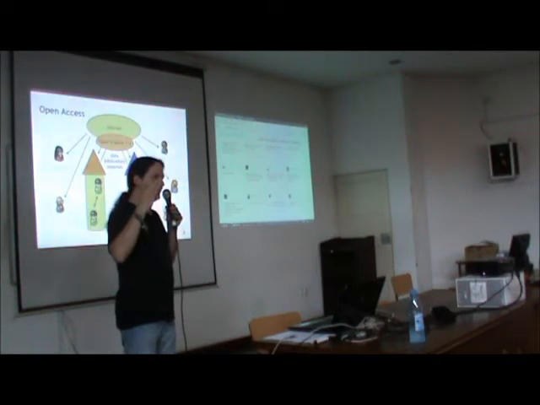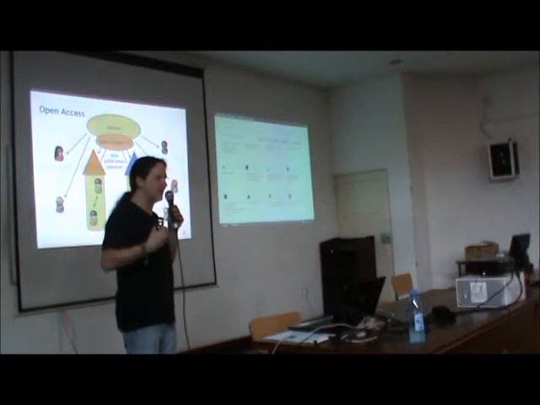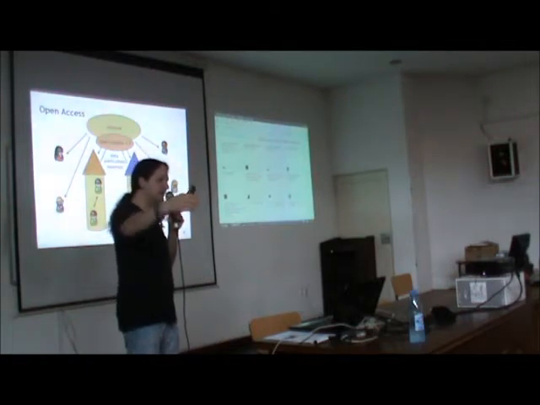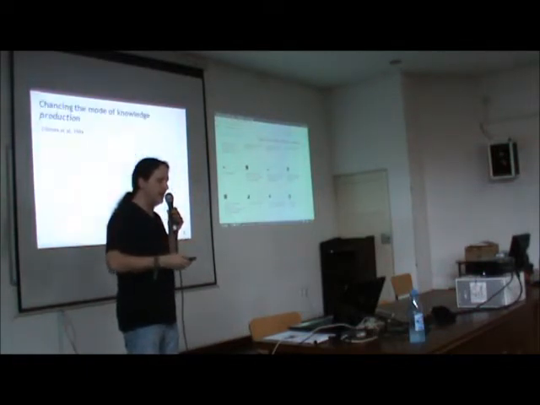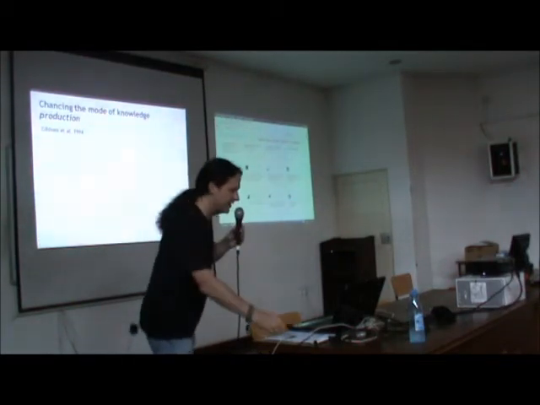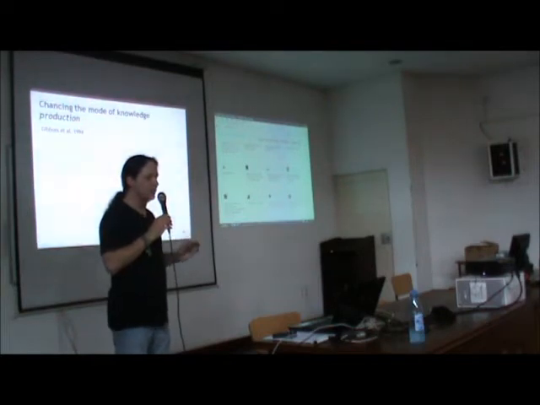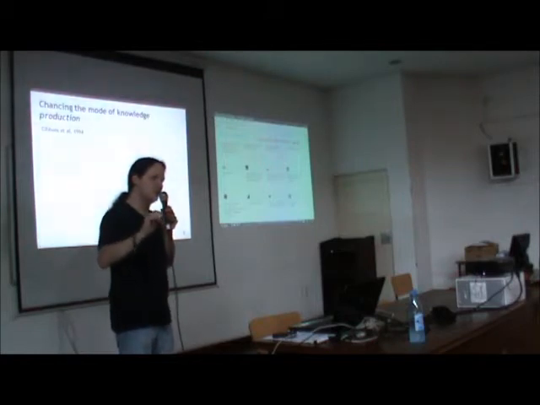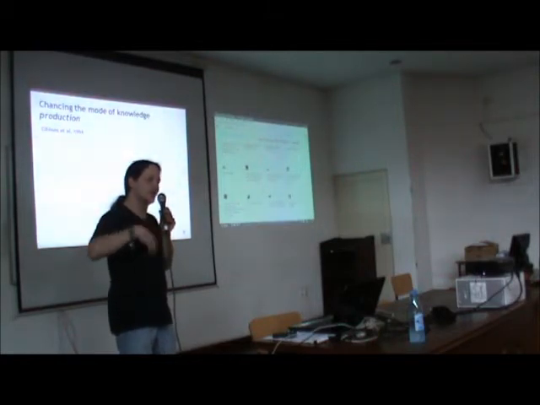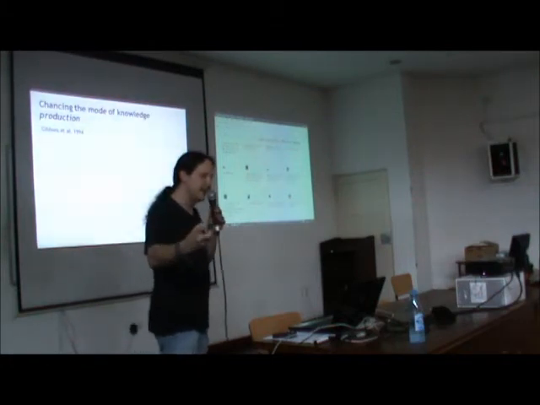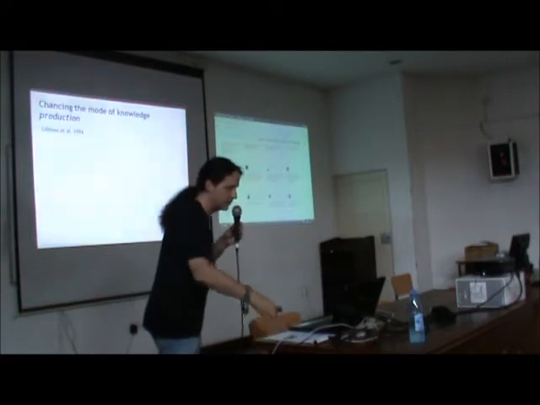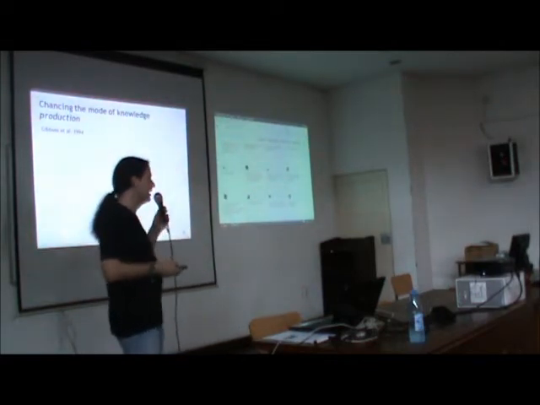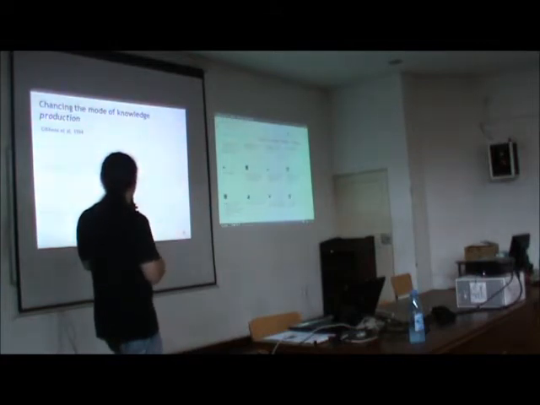These two forms, transferring scientific knowledge to society and open access, are product-oriented forms of open science, because products are delivered to some community. In my vision, we should change the mode of knowledge production. We should try to include society into the production of new knowledge, not just telling them what we have found, but including them into the production of scientific knowledge. This has been described by Gibbons and others.